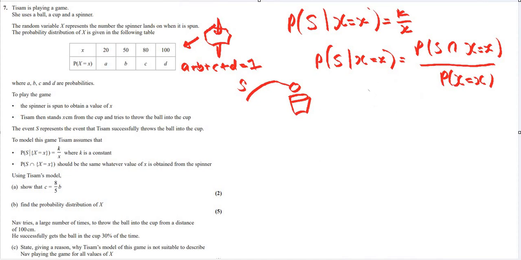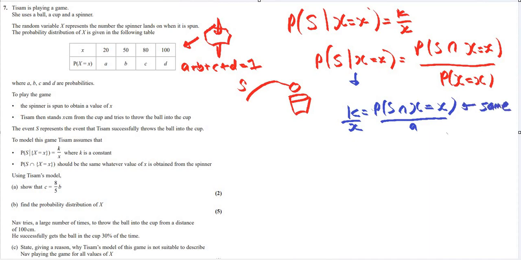So let's rewrite that. We're told that the left-hand side is K over X, and on the right-hand side, we don't know what this numerator is, but we do know what the denominator is. For example, when X is 20, it's A, so that would be A. And we're told that all of these are the same, so this doesn't change.